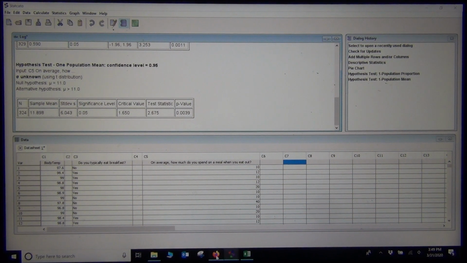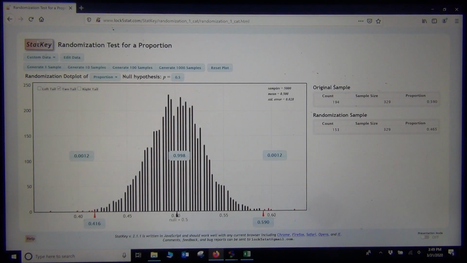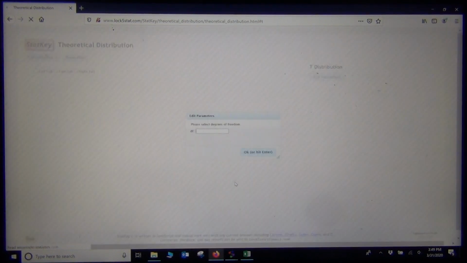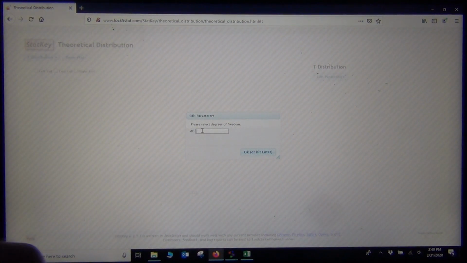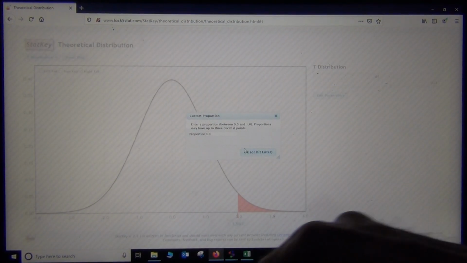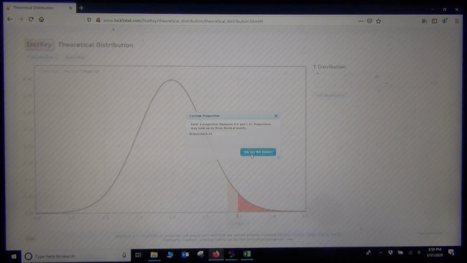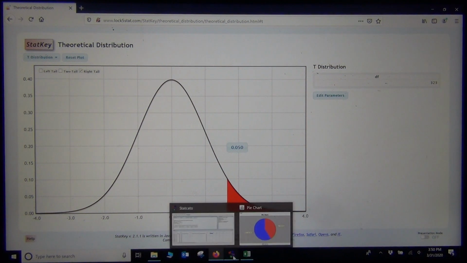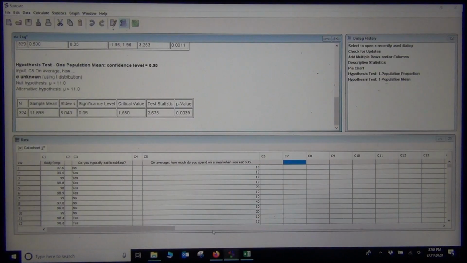So if I wanted to look this up on the theoretical distribution curve calculator in StatKey, go theoretical distributions T. And I'm going to type in the degrees of freedom is 323. And I'm going to click right tail. I put in 0.05 in the tail, this would be the critical value. Let's see, is that pretty close to what Statcato got? Yeah, exactly the same as what Statcato got.